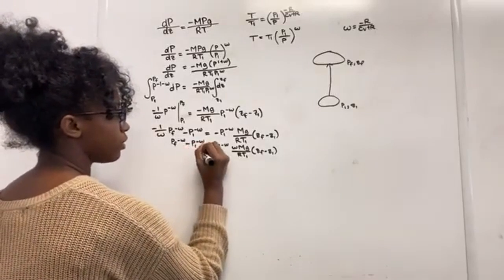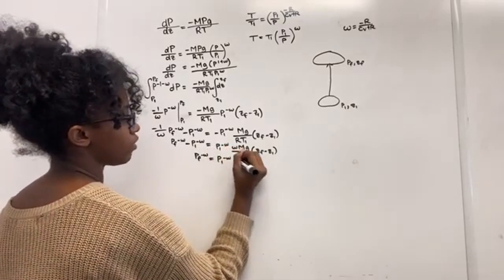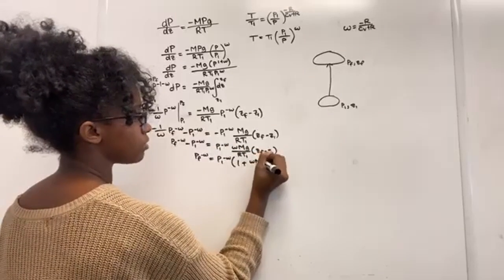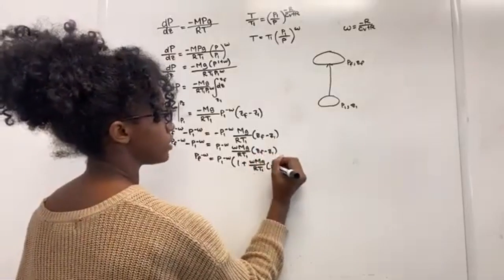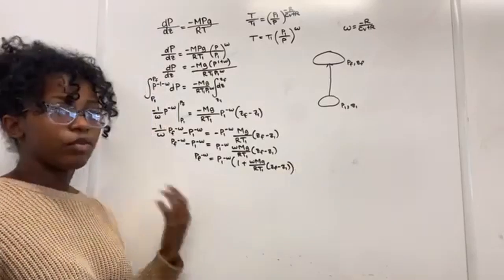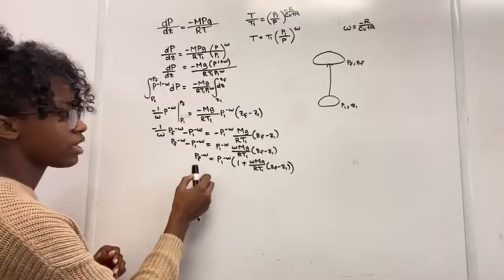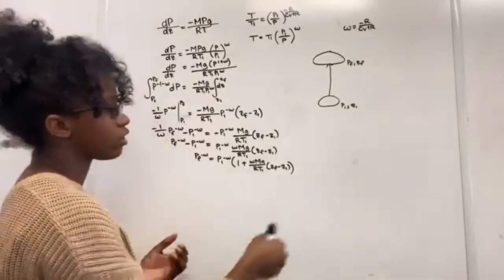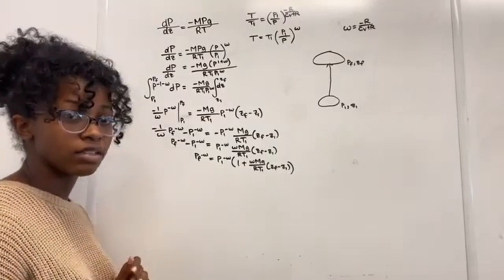And that leaves us with PF to the negative omega is equal to P1 to the negative omega times 1 plus omega times mg divided by r times T1 times ZF minus Z1. And if we want to get final pressure by itself, all we have to do is take the reciprocal of the exponent for every single term. So we'll just multiply each term by -1 divided by omega.